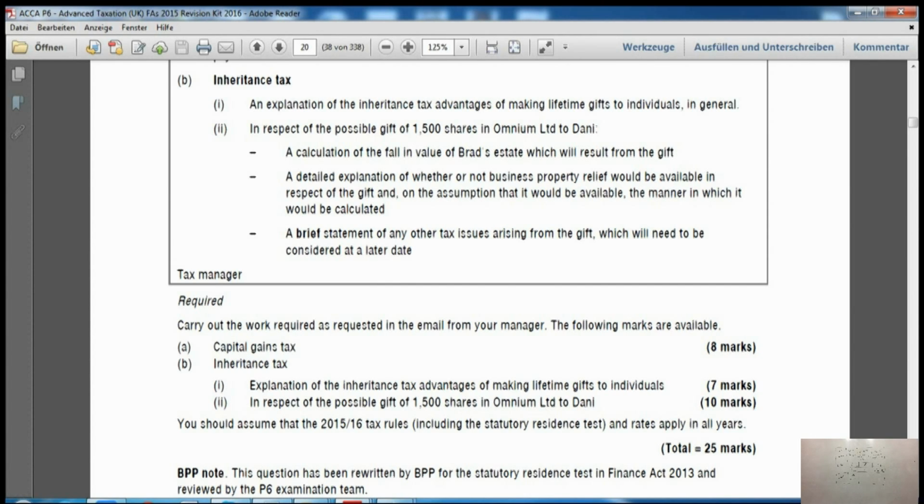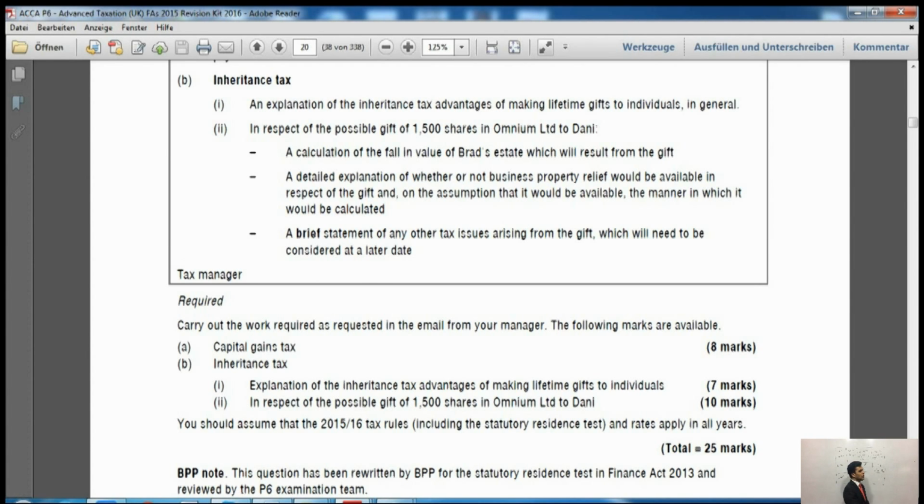Then in the second portion, it is asking for a detailed explanation of whether or not the business property relief would be available. So we'll have to consider whether the business property relief is available or not in respect of the gift, and on the assumption that it would be available, the manner in which it would be calculated. A brief statement of any other tax issues arising from the gift which will need to be considered. Now this is a gift of shares, right? When it is a gift of shares, we'll have to see if it is quoted shares or unquoted shares, and whether he has any control. Now when we're considering the control, we know we can include the related property.